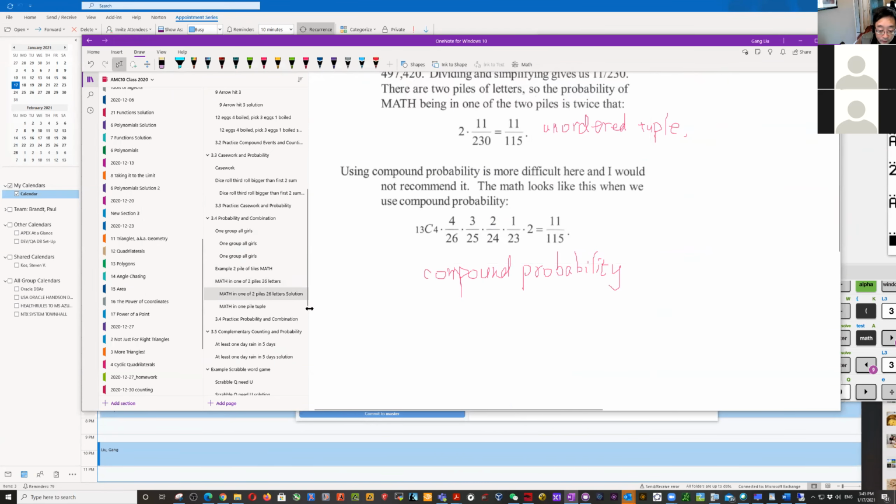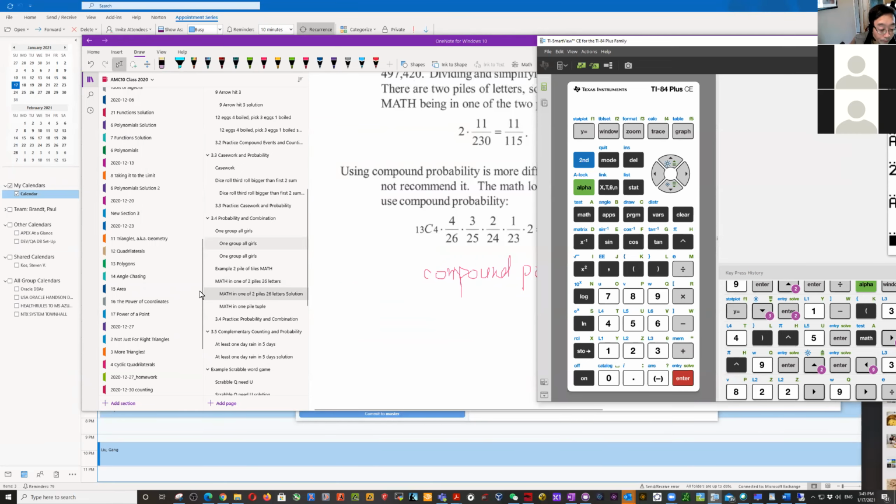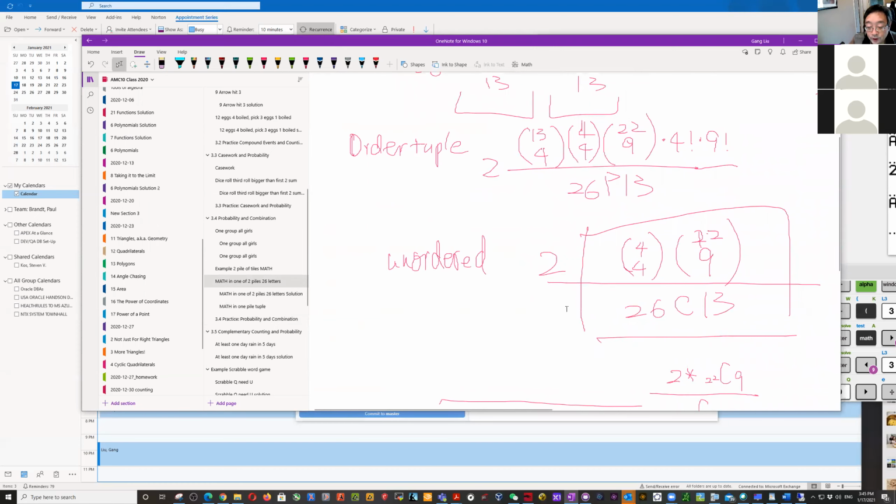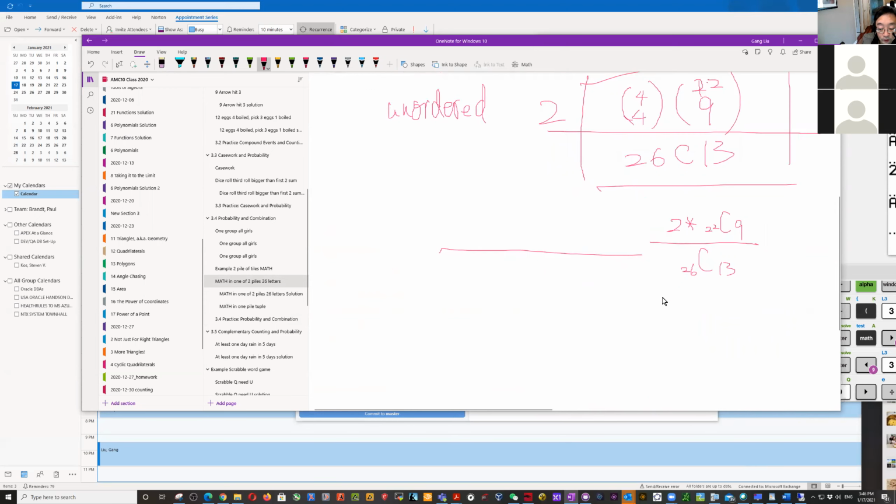Yeah, this is actually right. So basically, we can also do it as a compound probability. So this is just pure counting. Pure counting, so it's not even doing any probability. The final result is probability, but it's just treating the whole thing as a tuple.